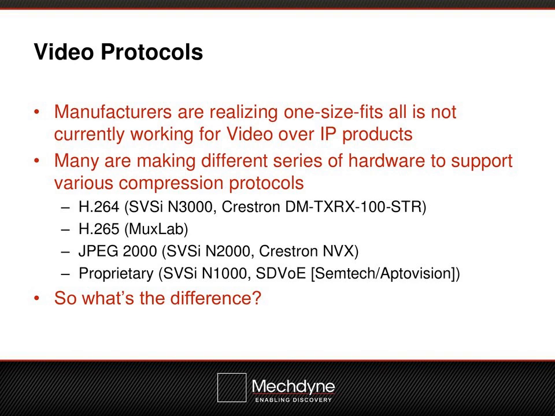What's interesting, and I show one here, are a couple of different brands. SVSI, the AMX Harman brand, they have 3 different lines of AV over IP devices that you can use depending upon what the needs are. Their N3000 series devices are an H.264 type device. Their N2000 series devices are more of a JPEG 2000 type device. And their N1000 devices are more of a proprietary type protocol. So depending upon the needs of the moment and which protocols you want, you can choose devices accordingly. Now, the challenge is you need to make sure that everything is connecting to the same protocol.